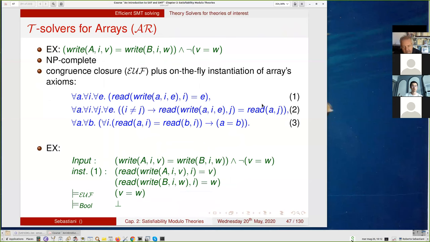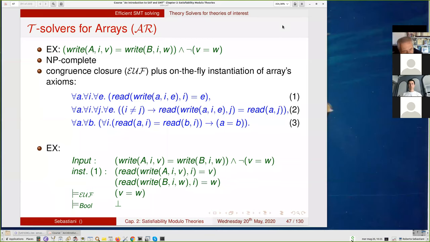Okay, arrays. What time is it? 10:15. Do you want a break? Yes, break. 10 minutes break. We'll start again at 25, okay? Okay, thanks. Okay, guys, we can start again.